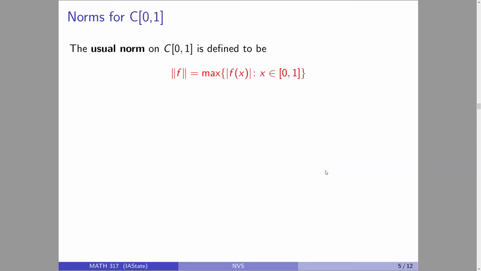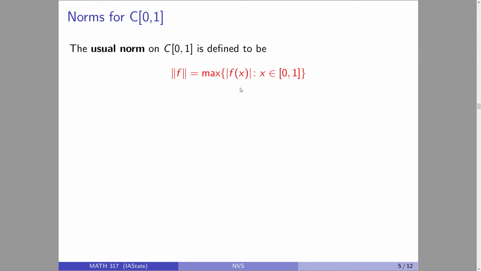So the usual norm on the set of continuous functions is defined to be the maximum the absolute value takes. Now remember, the extreme value theorem from calculus tells me that any continuous function will take its maximum value.